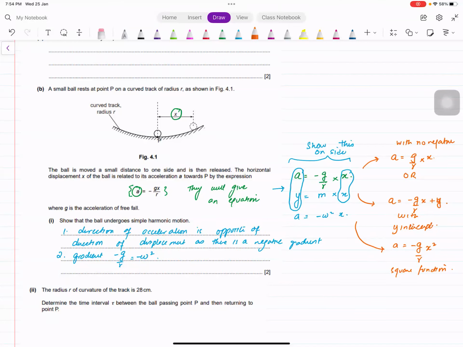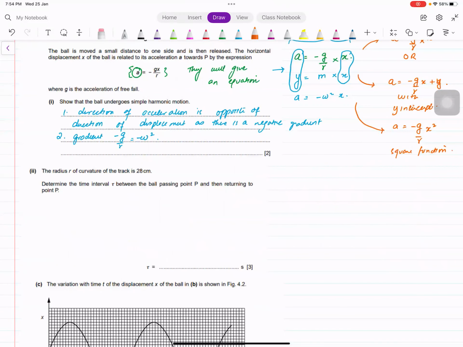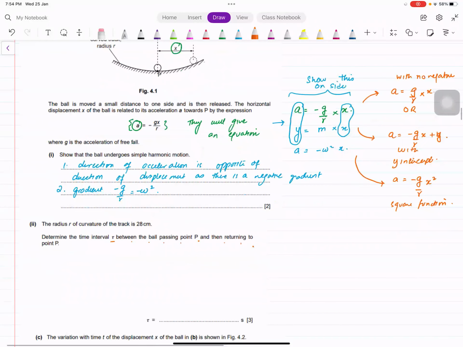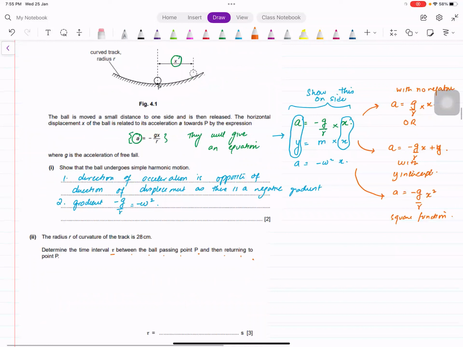Now, it says the radius of the curvature is 28 centimeter. Determine the time interval tau between the ball passing point P and returning to P. Interesting. Now, the radius of curvature is given to you, and they want you to find the time interval between the ball passing P and returning to P. So it's going here, and then it comes back. This is what they want, right?